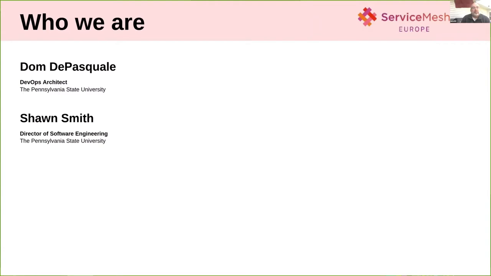So, introductions first. Dom, you want to say hi? Sure. I'm Dom DePasquale. I'm the DevOps architect at Penn State University in the Department of Software Engineering. And I am Chugs. I do all things Kubernetes and pipelines and all that fun stuff. And I am Sean Smith. I'm the Director of Software Engineering, and we build software for Penn State University.